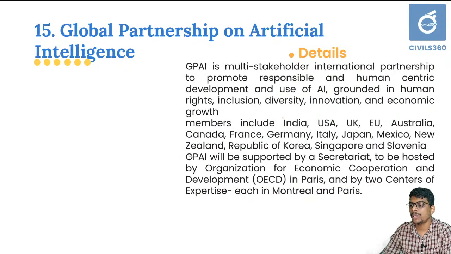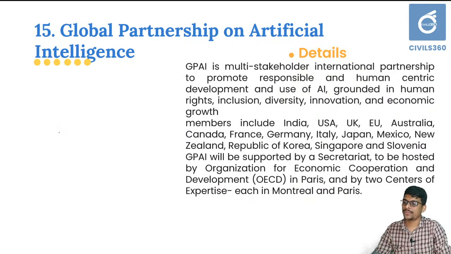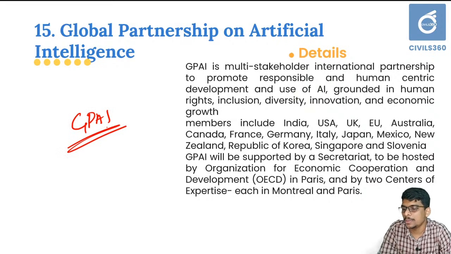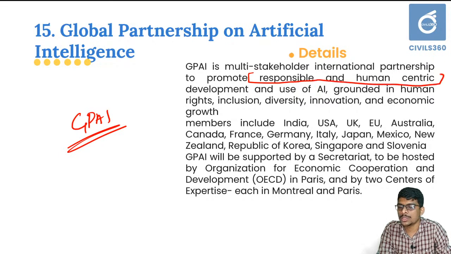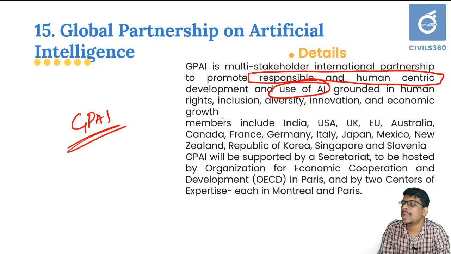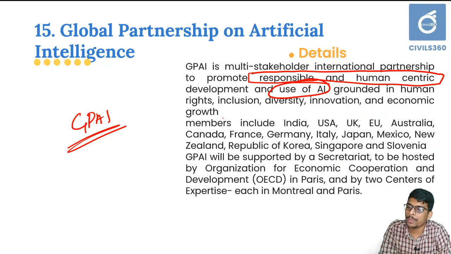Okay, next one is the Global Partnership on Artificial Intelligence, or GPAI. GPAI is a multi-stakeholder international partnership to promote responsible and human-centric development and use of AI. That is, the Global Partnership on Artificial Intelligence aims to provide for a responsible and human-centric development and use of AI.